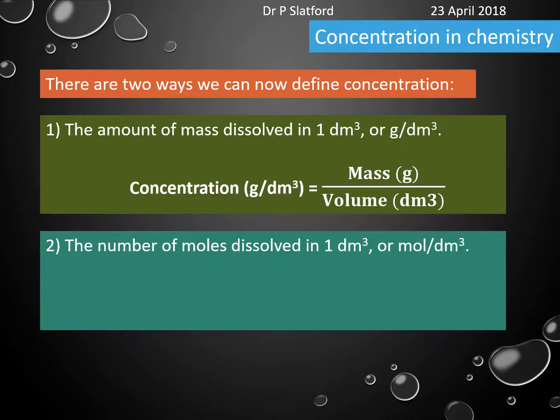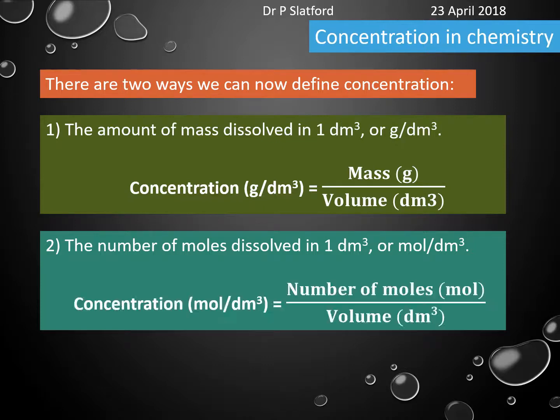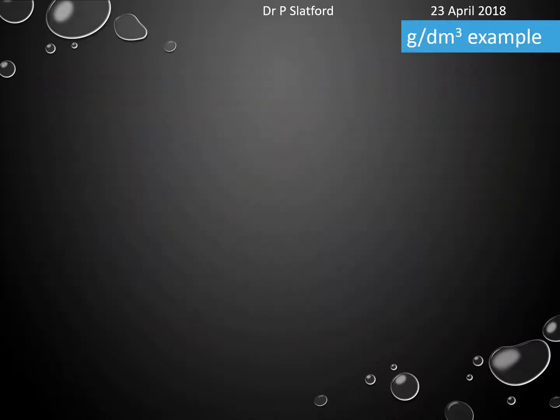The second way is the number of moles now. The number of moles dissolved in 1 dm cubed, or moles per dm cubed. Another equation: the concentration in moles per dm cubed is the number of moles divided by the volume. And we're going to do a couple of examples of this.